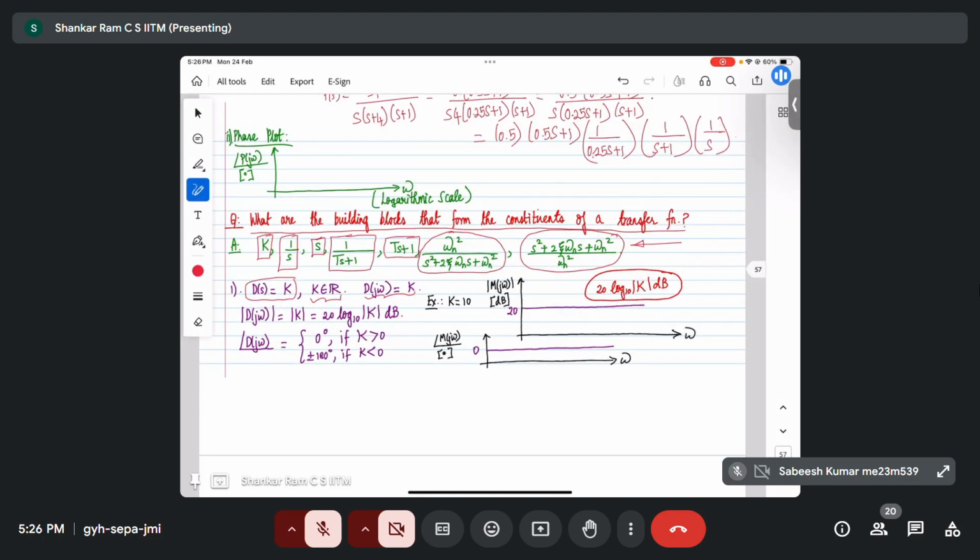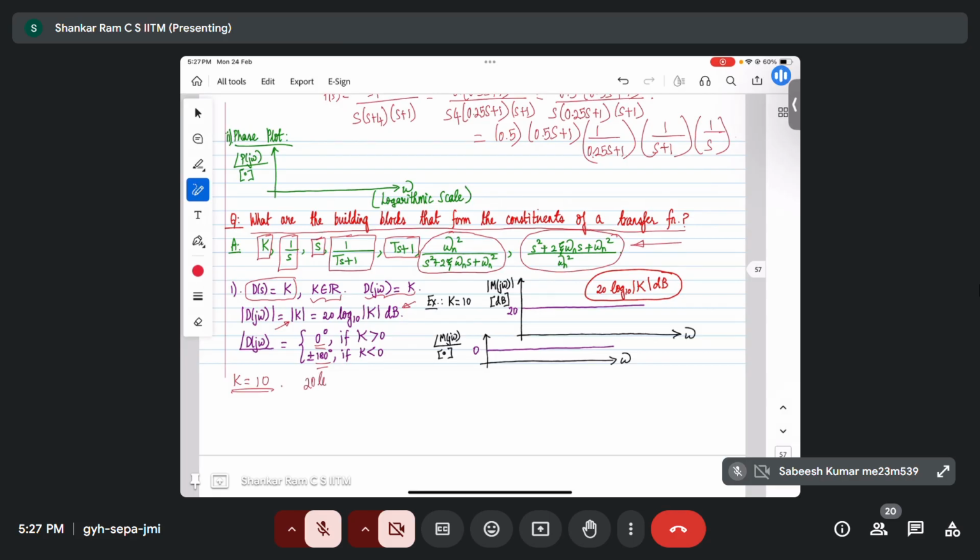So the magnitude of G(j omega) is the magnitude of k in absolute measure, or 20 logarithm to the base 10 of k in decibel measure. The phase of G(j omega) for this k is going to be 0 degrees if k is greater than 0, or plus or minus 180 degrees if k is less than 0. So that's how we plot this. In this example, we have taken k to be 10.